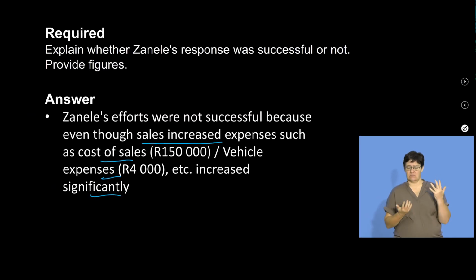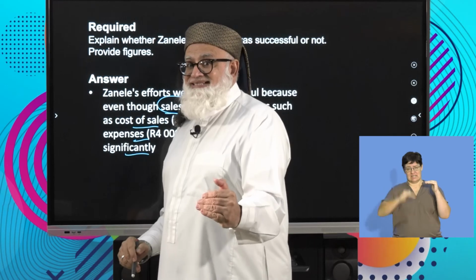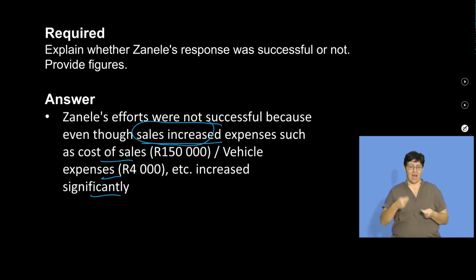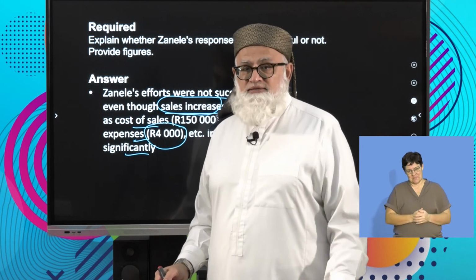Notice what happens here. Yes, the sales increased, but your cost of sales increased, right? And if your cost of sales increases, your gross profit decreases. Remember, when cost of sales increase, the gross profit decreases. Also, your vehicle expenses increased, right? And remember, not mentioned here, but we discussed it, your advertising also increased. So that expense also increased.